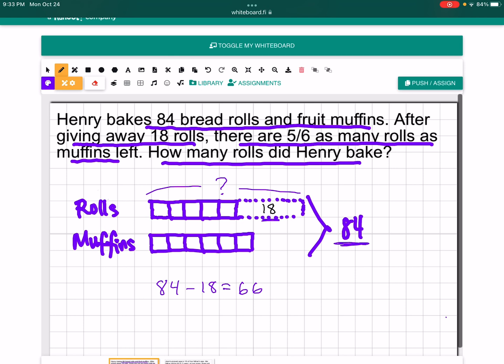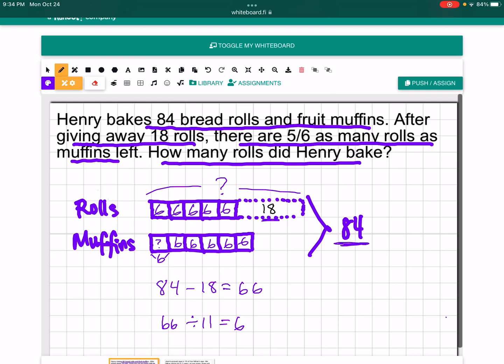Okay, so there are 66 of these rolls and muffins left. Now, is there a way we can find out how much 1 unit is? How many units do we have that we still have muffins and rolls for? Well, there are 5 units for rolls and 6 units for muffins, so 5 and 6 is 11. So if you take the 66 and divide it by 11 units, you are left with 6 apiece. So each one of these squares is 6. It's worth 6 either muffins or rolls.